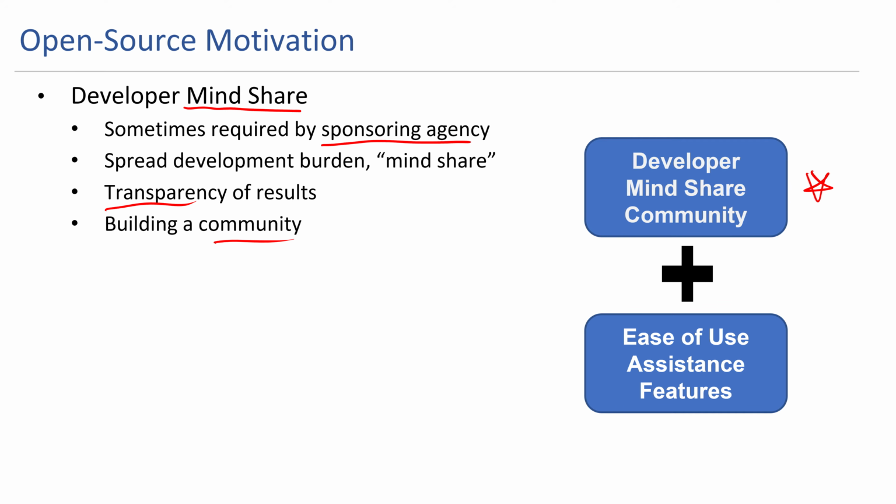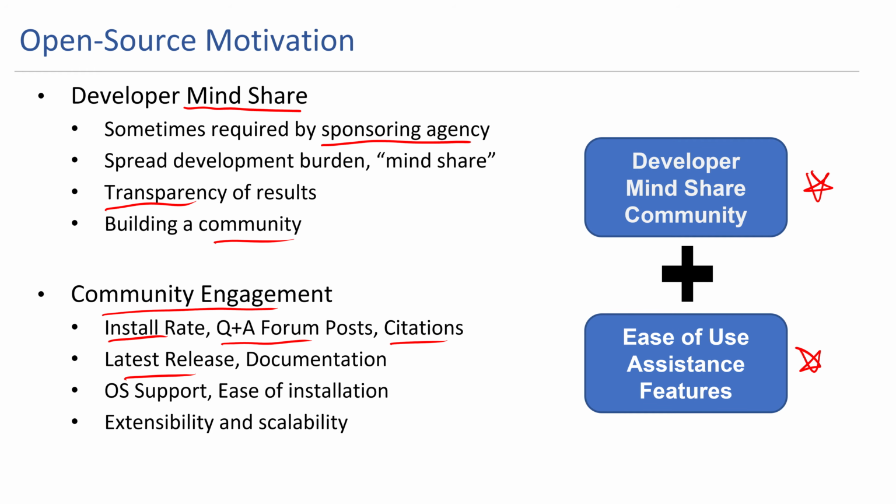So some of the things that you want to pay attention to when looking at open source packages and adopting those is the community engagement. So how engaged is the community, not only from the developer side, but from the user side as well. Looking at installation rate, Q&A forums, citations. When was the latest release? Does it look like it's actively developed? Documentation. What OS support is there? Ease of installation. And then how easily can you extend it and scale it?